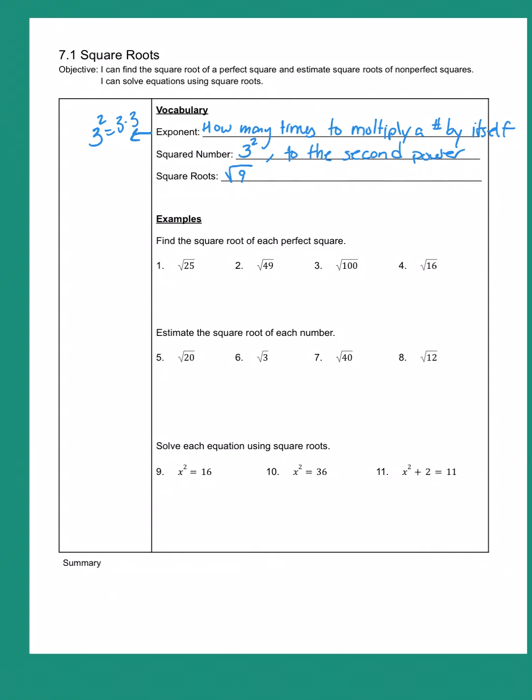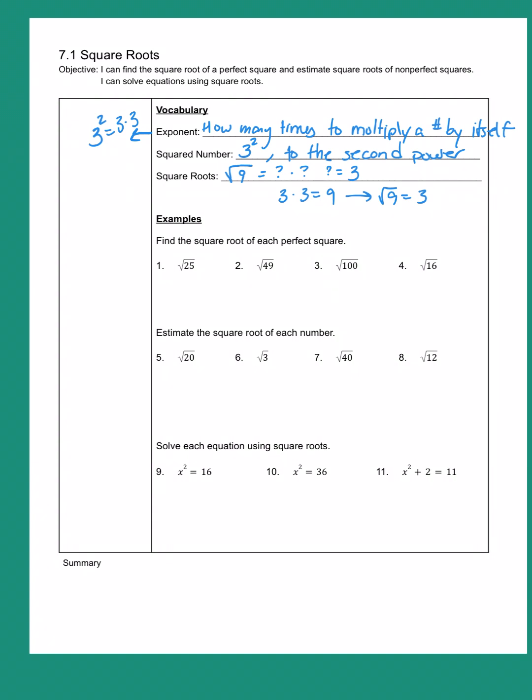Square root is the opposite of a squared number and means what did I multiply by itself to get this number? So in this case, what did I multiply by itself? Something times something to get 9. And those have to be the same thing. And it would be 3. So the question mark would be 3 because 3 times 3 equals 9. So then the square root of 9 must be 3. So it's what number times itself will give you that number.